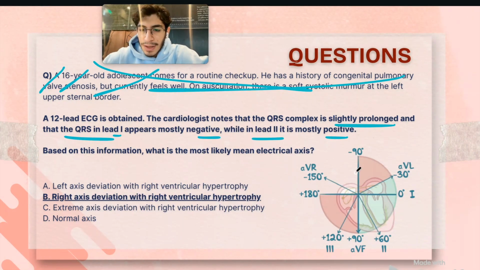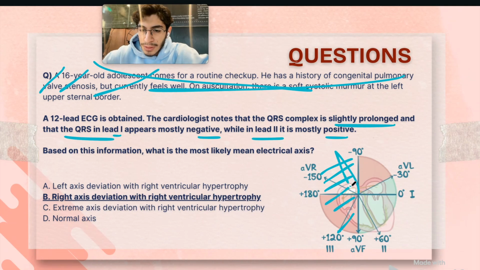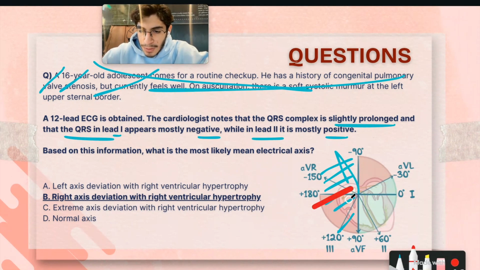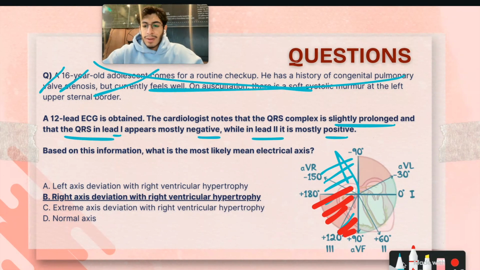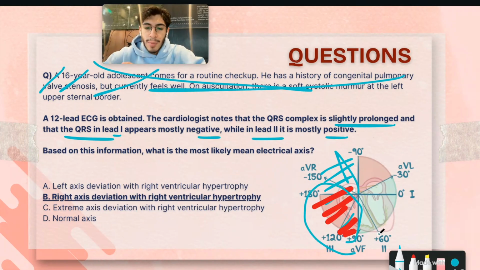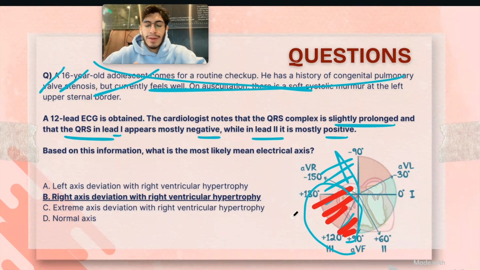So lead 1 is negative, so it's going to be on this side, and lead 2 is positive. That means let's continue the line of lead 2. It's going to be somewhere over here. Same thing as the last question, we see it from positive 90 to positive 180. It's on the right side of the heart. That means we have something wrong with the right ventricle. It's hypertrophied, and it's a right axis deviation. So right axis deviation and right ventricle hypertrophy.